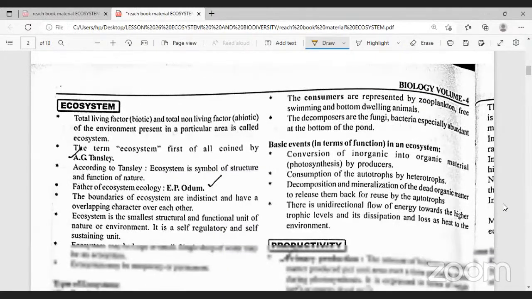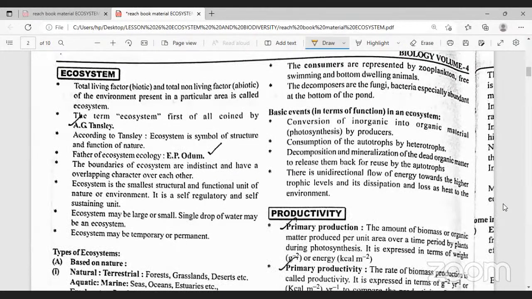See this one. What is an ecosystem? Already we discussed. The total living factor, that is the biotic, and the non-living factor, that is called abiotic, of the environment present in a particular area is called an ecosystem. That means abiotic and biotic factors present in a particular area is called the ecosystem.